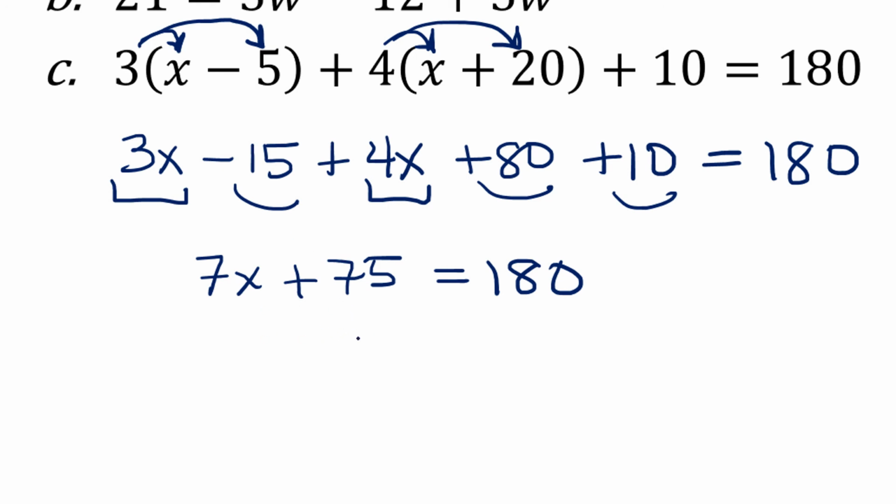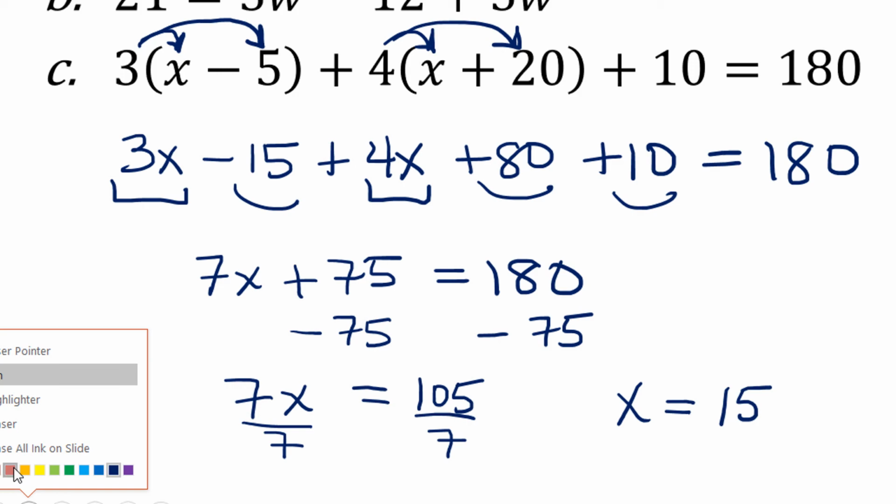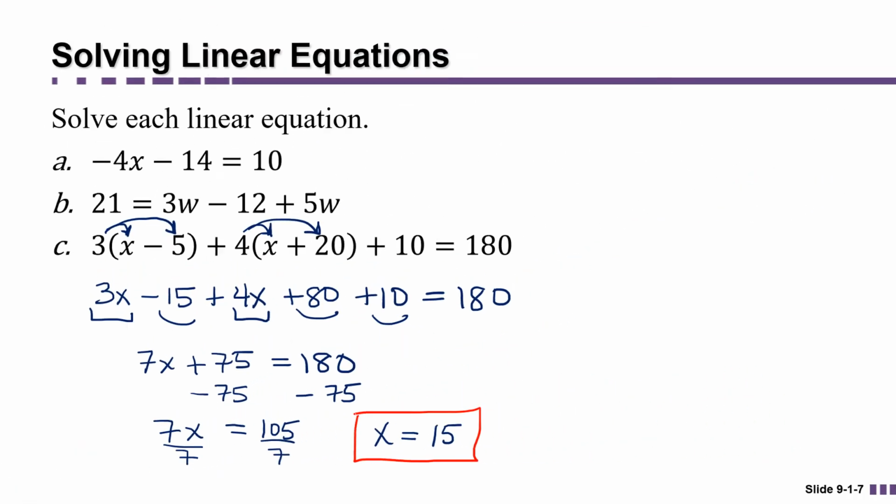Okay, now this equation is a two-step equation like part A was. All we have to do is to subtract 75 from both sides, giving us 7x plus 0, but we don't write that part, equals 105. And then remember that 7's being multiplied by the x, so we do the opposite. We divide by that 7 to get x by itself. And we'll get x equals, and 7 goes into 105 15 times. So x is equal to 15 is the solution to this linear equation.